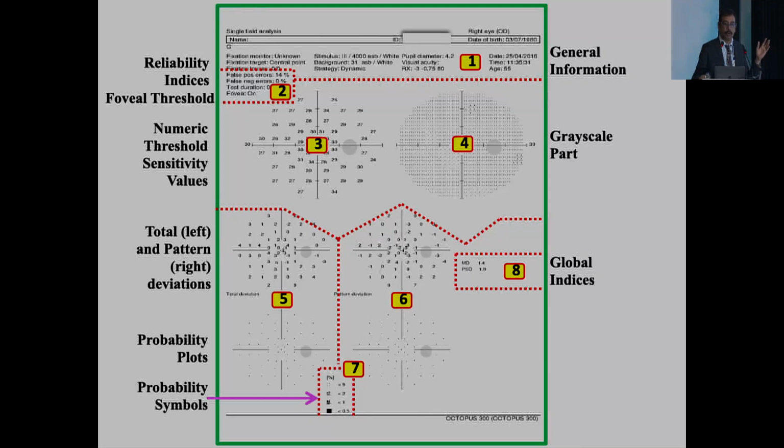Then you have the total deviation and the pattern deviation. Total deviation is inclusive of all, diffuse as well as local defect. Pattern deviation shows only the localized defect relating to glaucoma. The same thing is shown in the probability plots varying from 5% to 0.5%, and you have the global indices, which tell us how severe the disease is. Only based on this are we going to fix the target pressures once everything is okay.